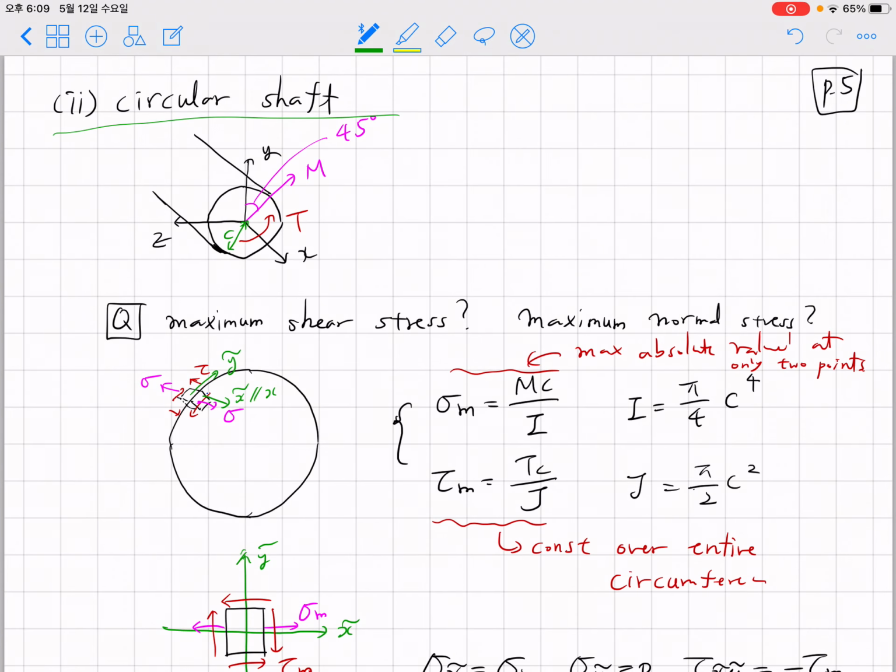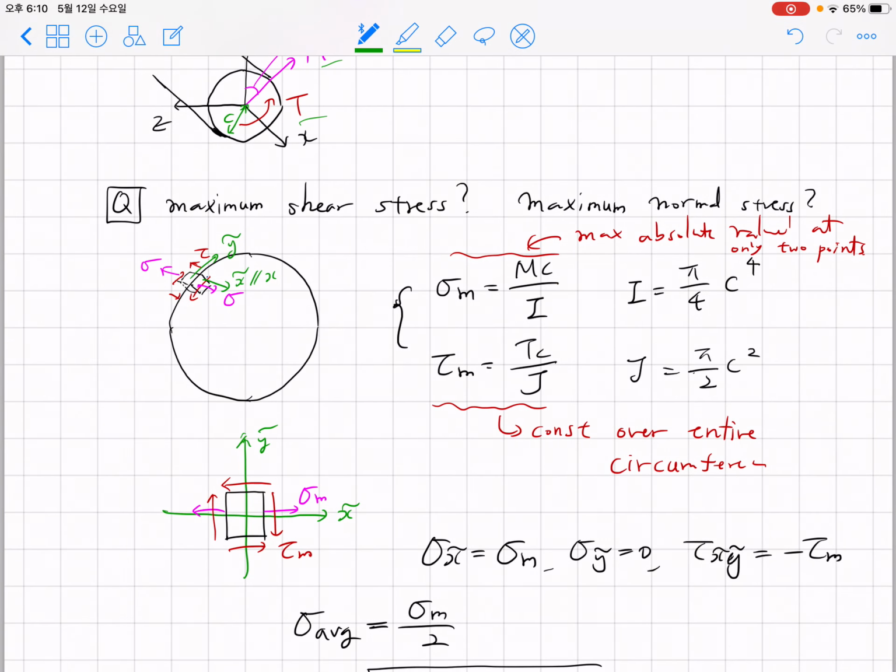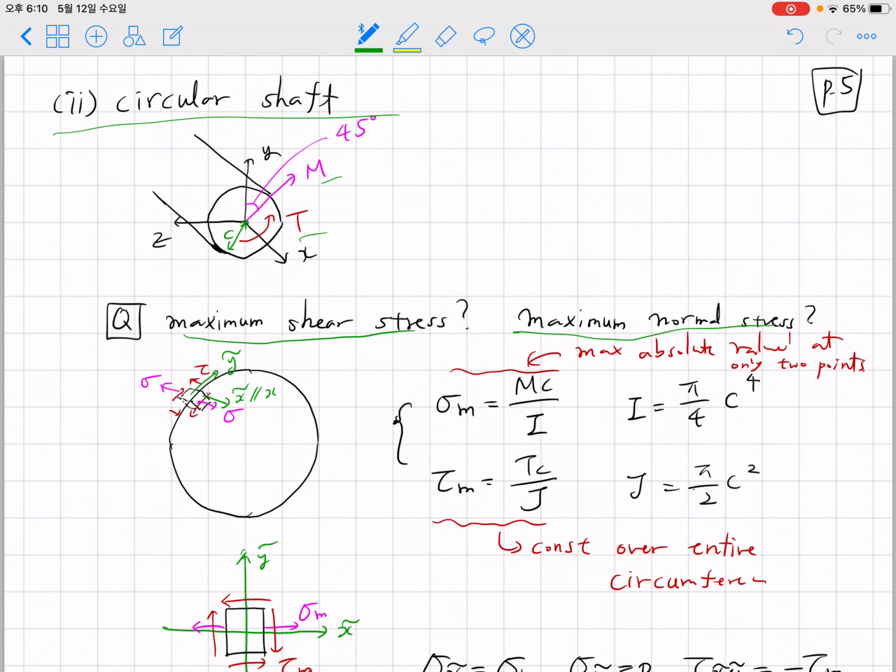Next, let's consider a circular shaft problem under combined bending moment M and torsion T. Here the bending moment is applied 45 degrees from the vertical axis Y, and we have torsion T, and the radius of this circular shaft is given as c.